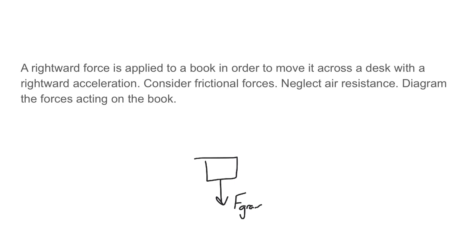And so then we ask, is it being held up by something? Well, it's on top of a desk. And so I'm going to say that yes, it's being held up by the desk. And so this would be F norm. Is it being pulled or pushed by something? A rightward force is applied to a book in order to move it across the desk. And so I'm going to say that there is an applied force applied to the right. That's what I'm going to draw that in as.